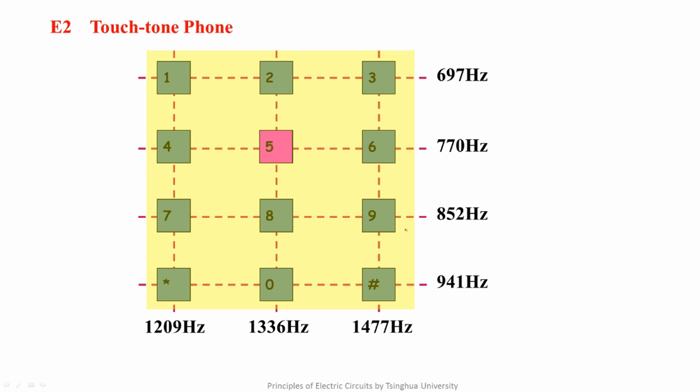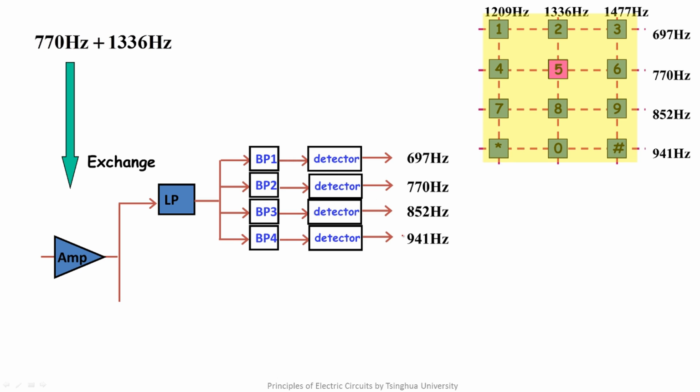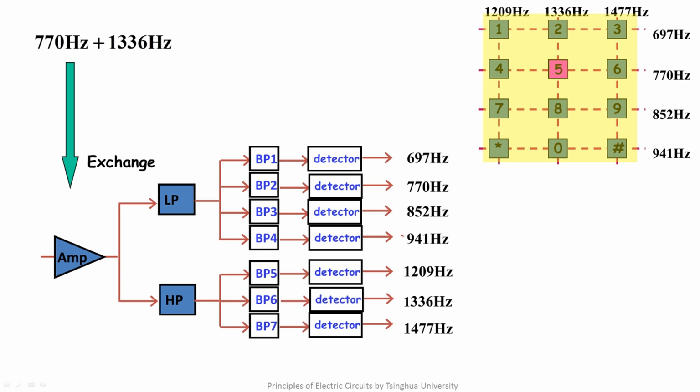For example, after we press the key 5, the telephone will produce 770 Hz and 1336 Hz at the same time. The frequency will be transmitted to the interchanger through the telephone line. After the signal is transmitted to the interchanger, it needs to be amplified by op-amps first, and go through a LP filter and HP filter. We can see that the cutoff frequency of the LP filter and the HP filter is probably 1 kHz.